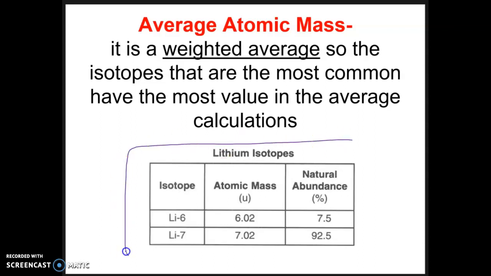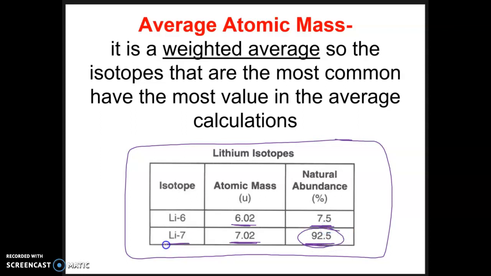So here we have lithium down here. Lithium has 2 main isotopes, lithium-6 and lithium-7. The mass of lithium-6 is 6.02 and it's 7% abundant. The mass of lithium-7 is 7.02 and it's 92% abundant. So if you had a sample of lithium, 93% of those lithium atoms are going to be lithium-7, and then 7 or 8 of them would be lithium-6. And so average atomic mass is a weighted average of all of these isotopes.